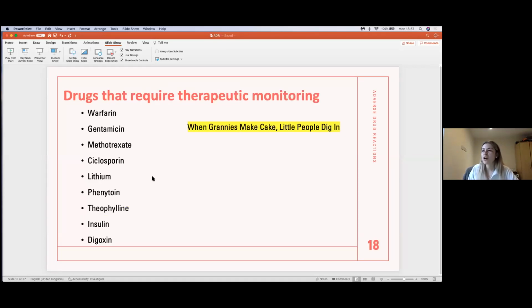And drugs which require therapeutic monitoring are warfarin, gentamicin, methotrexate, cyclosporin, lithium, phenytoin, theophylline, insulin and digoxin. So I remember that by "when grannies make cake, little people dig in".